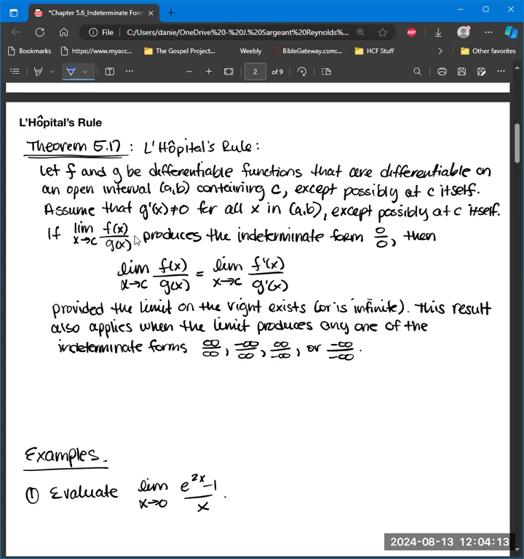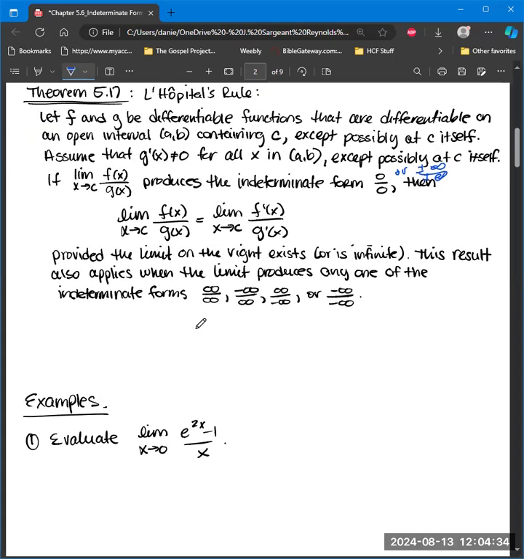If the limit as x approaches c of f of x over g of x produces the indeterminate form 0 over 0 or plus or minus infinity over plus or minus infinity, since those could be turned into 0 over 0 quite easily with reciprocals, then the limit as x approaches c of f of x over g of x equals the limit as x approaches c of f prime of x over g prime of x.